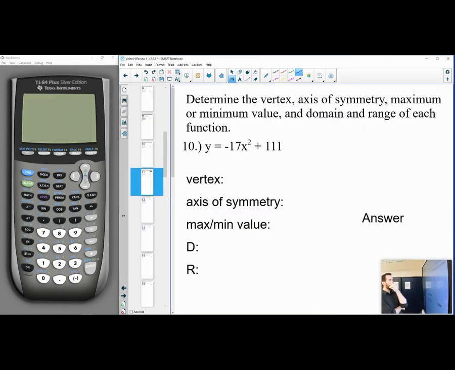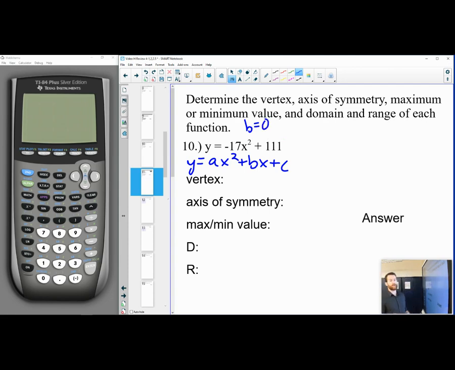Look at number 10. This equation looks like it's in standard form, so we can write standard form to remind us what that is. Ax squared plus bx plus c. I guess technically I should have the y equals in front. I see an a value of negative 17. I see a c value of 111, and there's no b value, which essentially means that b equals 0. So I'm going to write that there just so I don't forget about that.